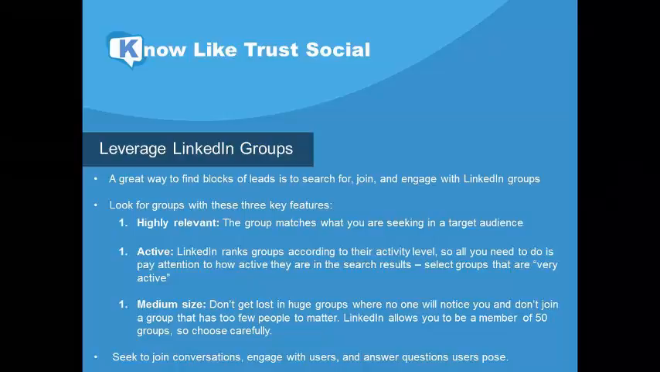So when you're searching for groups, search for groups with these 3 key features that I've laid out here for you. Number 1, make sure that they're highly relevant. So make sure that the group matches what you're seeking in a target audience. Number 2, that the group is active, because LinkedIn ranks groups according to their activity level. So just pay attention to how active they are in your search results and select those groups that are very active. And number 3, join the groups that make sense for you.